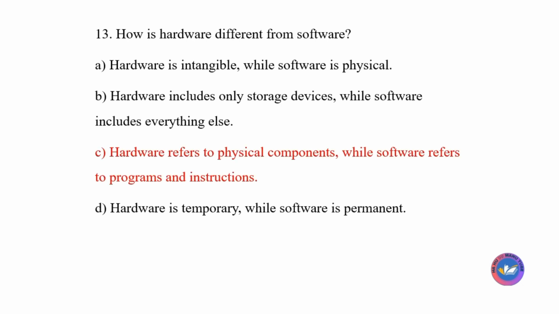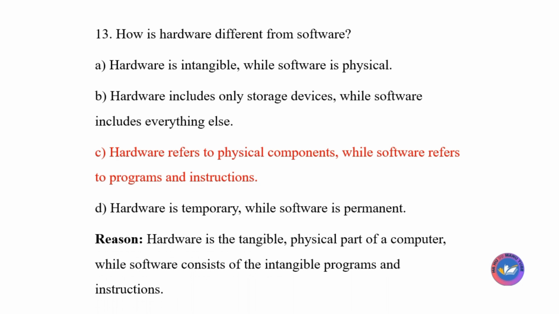The answer is hardware refers to physical components while software refers to programs and instructions. Hardware is the tangible, physical part of a computer while software consists of the intangible programs and instructions.